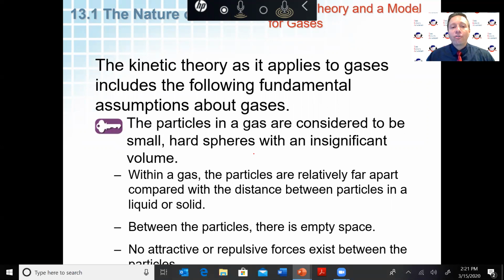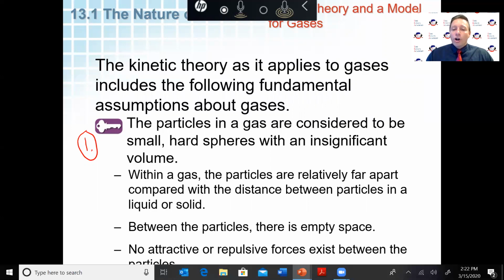So first off, our first point, and I would label this point number 1. The particles in a gas are considered to be small, hard spheres with an insignificant volume. What does that exactly mean, a small, hard sphere? Well, that's talking about the nucleus. That's where the protons and the neutrons are. And when we say insignificant volume, we realize and know that they are minute. They are really, really tiny. And that's where Avogadro's number came in from the last chapter, 6.02 times 10 to the 23rd.